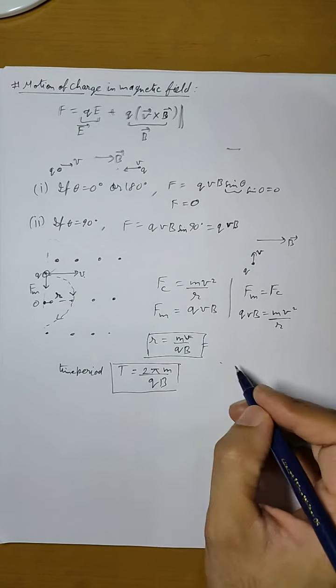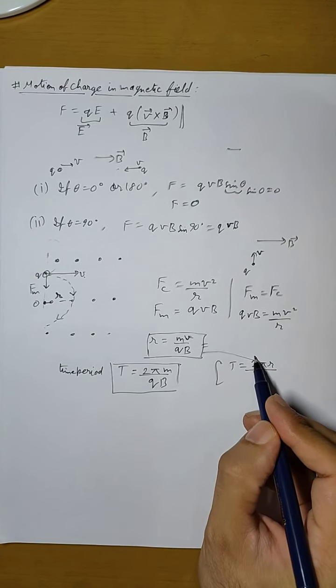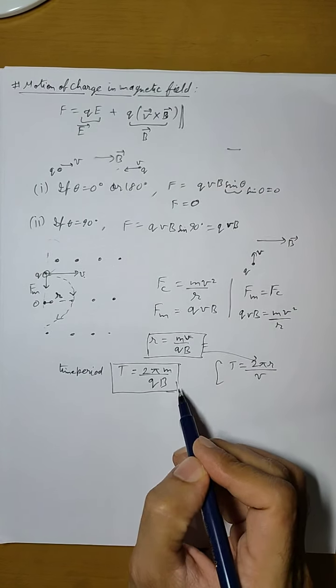You can find it, or I'll write it. Now time period is the total displacement. Total displacement in a circle is 2 pi r upon the velocity. So if we put the value of r here, we will get this value.